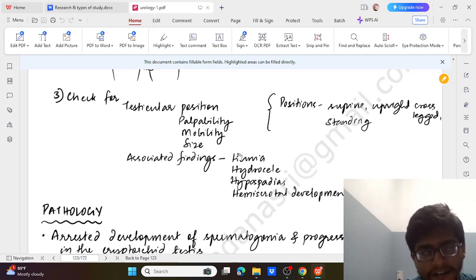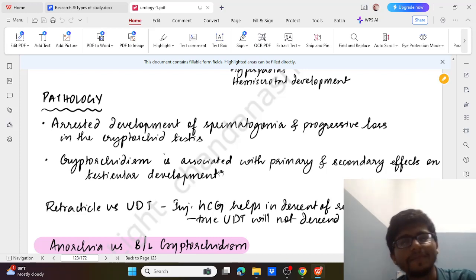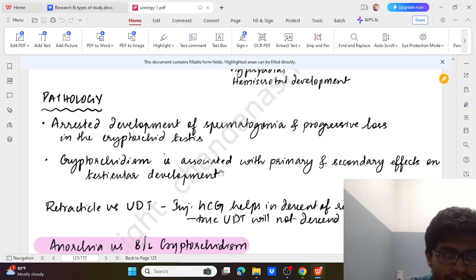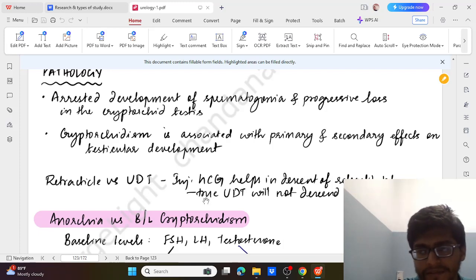Associated findings could be hernia, hydrocele, hypospadias or underdevelopment of the scrotum. Pathology is arrested development of spermatogonia and progressive loss of the testis. Cryptorchidism is associated with primary and secondary effects on testicular development, so it will be underdeveloped and can result in other issues in future. Retractile versus undescended testis: HCG injection helps in descent of a retractile testis, whereas a true undescended testis will not descend.